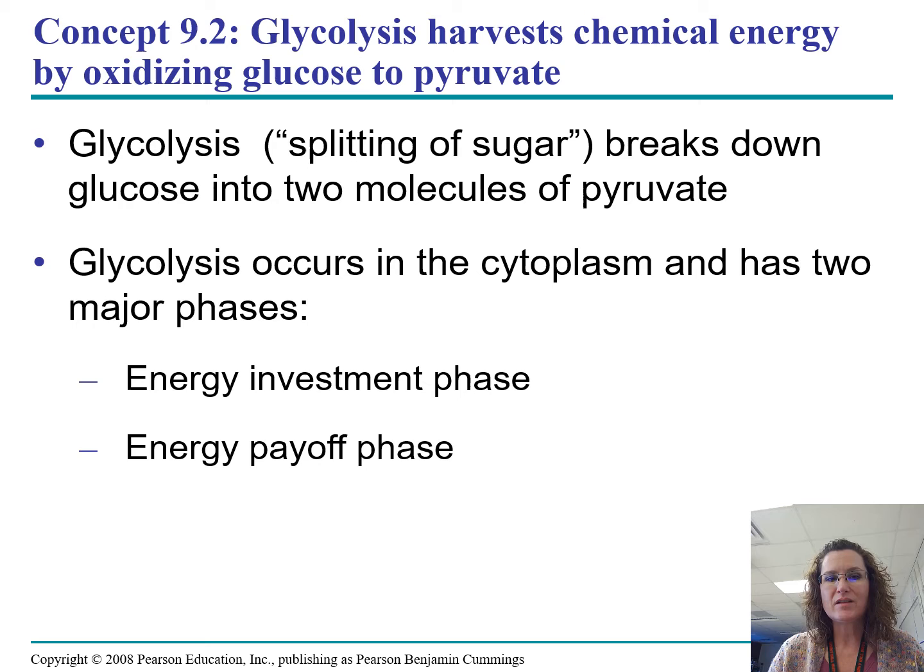Glycolysis breaks it down. I talked about this before. You have to spend a little money to make money. We have to exert some energy to break it, to get some energy out. Overall, we get 4 ATPs, but it took us 2 to do the work. So that's why I said earlier, a net of 2.